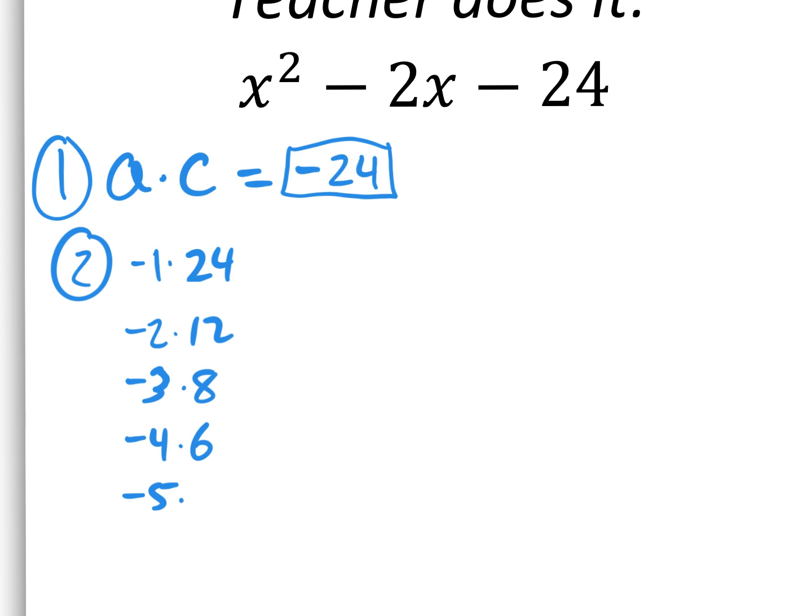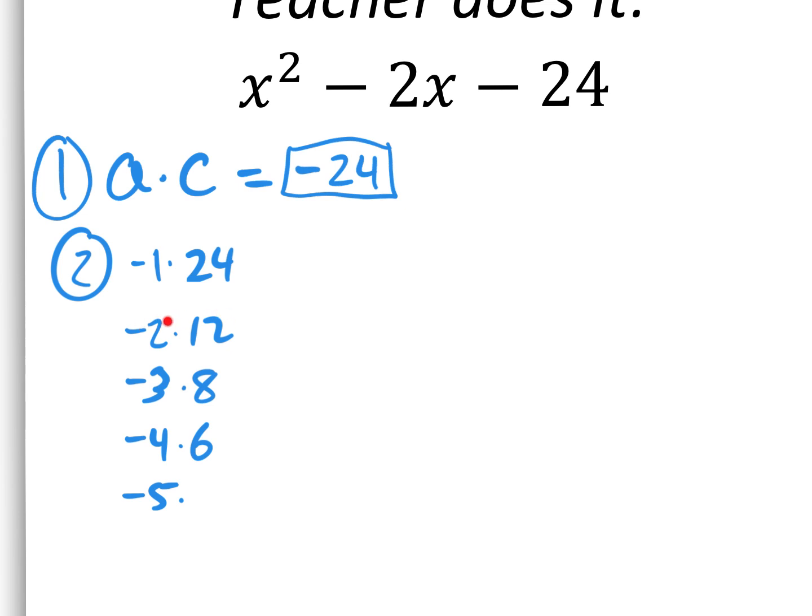And now I need to actually look at each pair of numbers and combine them, and see if it gives me the b value. That's going to be the pair of numbers that I want for step 2. So if I combine -1 and 24, remember combine means adding and subtracting. If I do -1 plus 24, I'll get 23 right here. So if this middle term was a positive 23x, then I would pick these numbers. But it's not a positive 23x, so this is not the pair of numbers that I want. I move on to -2 plus 12. What's -2 plus 12?